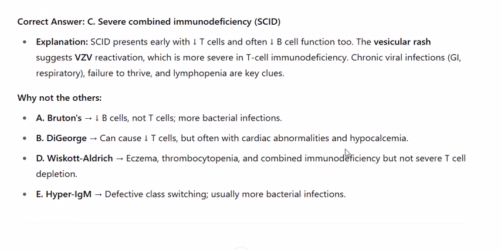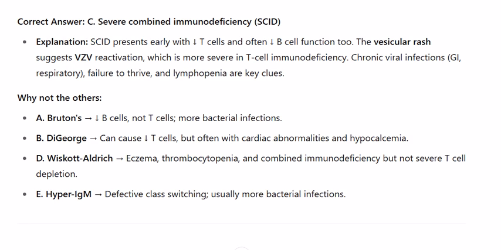Explanation. SCID presents early with low T cells and often B cell dysfunction too. The vesicular rash suggests VZV reactivation, which is more severe in T cell immunodeficiency. Chronic viral infections, GI and respiratory symptoms, failure to thrive, and lymphopenia are key clues.